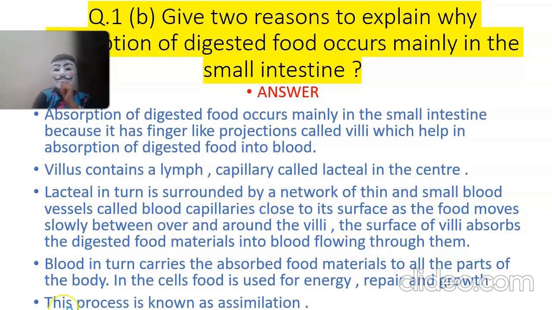Also, one more thing. This process is known as assimilation, an important topic. As I told you, the stages are ingestion, digestion, absorption, assimilation, and excretion.